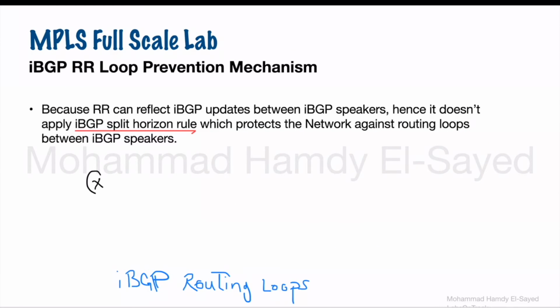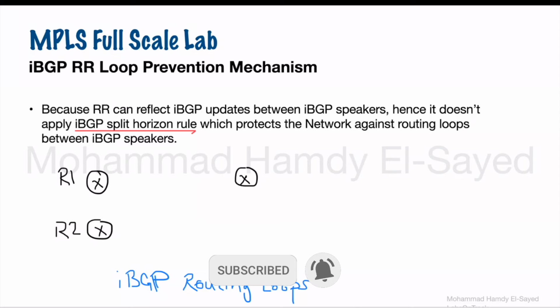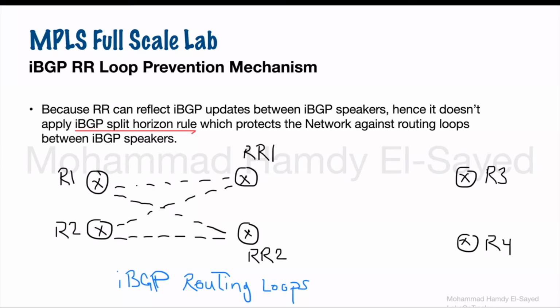We can see another example. If we have R1 and R2 and there are two route reflectors, RR1 and RR2, and each route reflector has R1 and R2 as clients. RR1 has R1 and R2 as iBGP clients, RR2 has R1 and R2 as iBGP clients. And we have other routers, R3 and R4, and they peer with another two route reflectors.